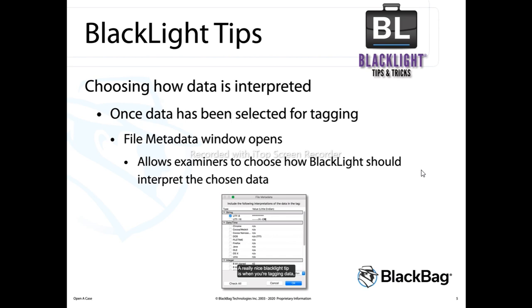A really nice BlackLight tip is that when you're tagging data, it will give you the option of how that data is going to be interpreted within your tag. So for example, if you swipe some hex and you know that hex is a date and time value, you will have the information that you tagged in the hex. You will also have the option of selecting the date and time format that you want it interpreted as and then shown in the tag also.